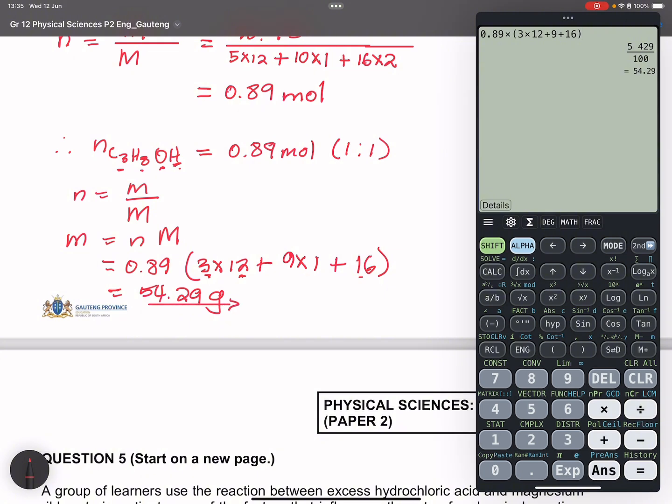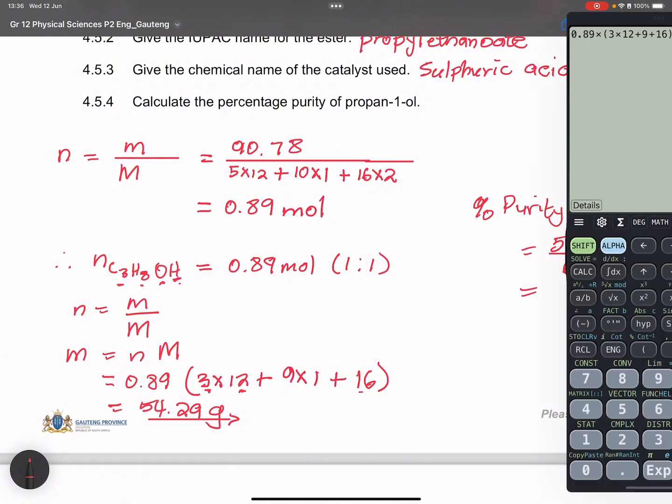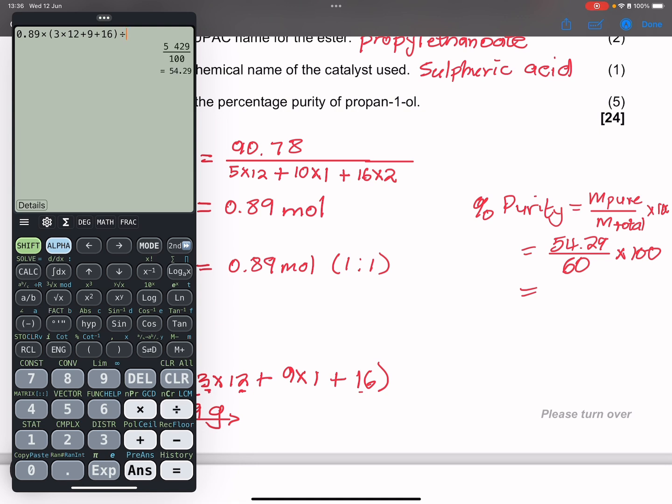Right, now how do we calculate the percentage? So we're going to say the percentage purity would be the mass of the pure or the reacted amount of propan-1-ol divided by the total mass, right? And this is multiplied by 100. Okay, so that's 54.29 over 60 times 100. And let's check what that gives us. This is divided by 60, and we multiply that by 100. Okay, and I get a percentage purity of 90.48%.